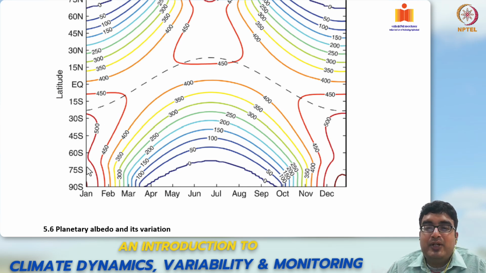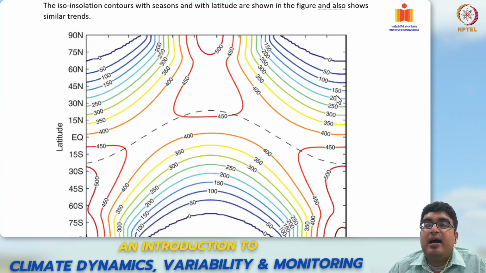Similarly, in the December-January period, the southern hemisphere gets 450 to 500 watt per meter square throughout, and there is a very rapid decrease in insolation as we move higher in latitude in the northern hemisphere in winter, from 400 watt per meter square at the equator to merely 150 or 100 watt per meter square at 60 degree north or 45 degree north latitude. Okay.